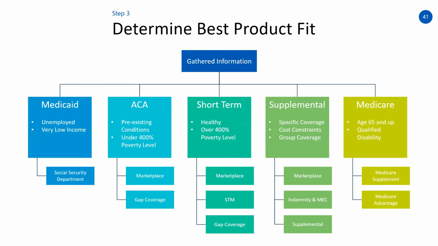Okay, so we've got Medicaid, which is basically for the unemployed or very low income individuals. For the most part, we just really have to refer these people to the Social Security Department, who can help them get signed up and enrolled. You have ACA, which is anyone with pre-existing conditions or anyone under 400% of the poverty level. That number determines whether or not the client gets a subsidy.